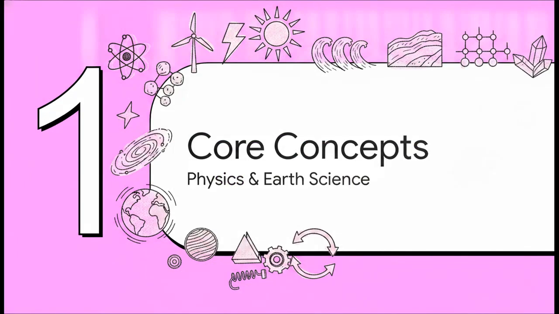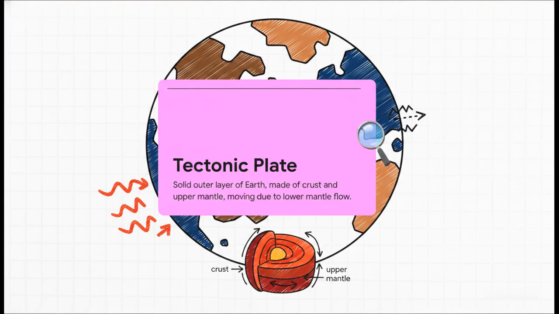Okay, Section 1, Core Physics and Earth Concepts. So, let's start right beneath our feet. When we talk about tectonic plates, we aren't just talking about the crust. A tectonic plate is actually the entire solid outer layer of the Earth. That means it's made up of both the crust and the uppermost part of the mantle. And here is the really amazing part. They move because of flow happening down in the more viscous, lower part of the mantle. We're literally standing on massive shifting puzzle pieces.